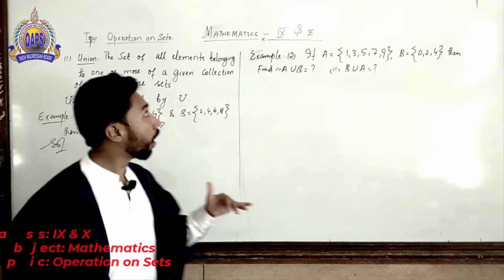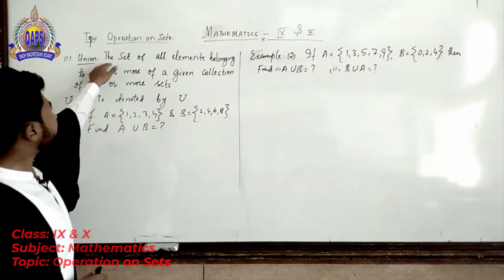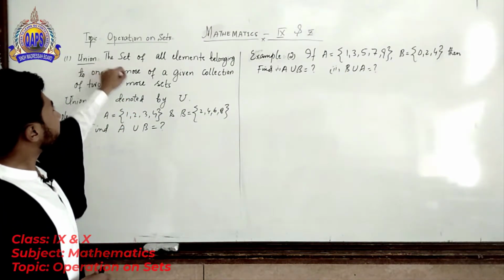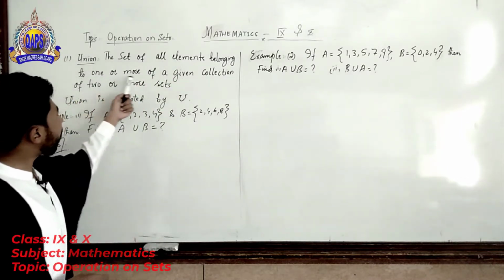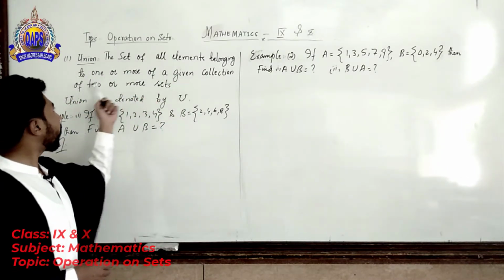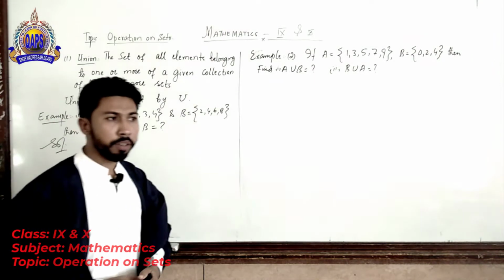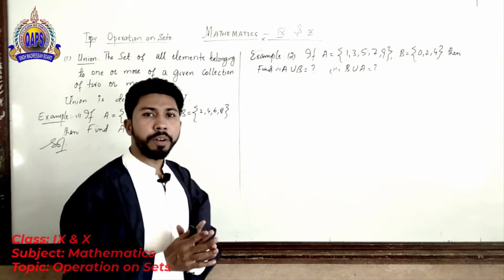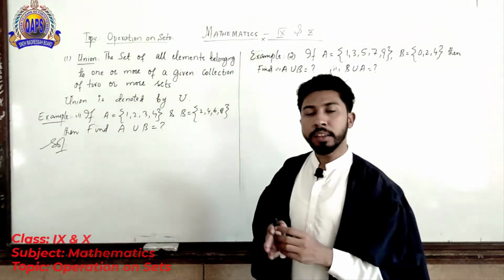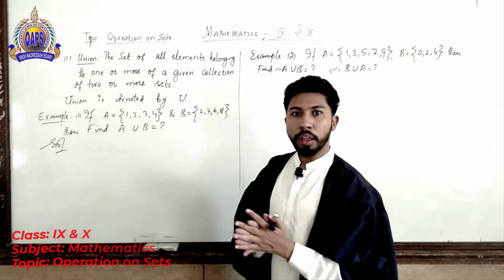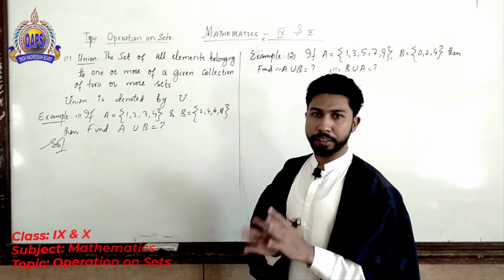So we are discussing the union. This is the definition of union: the set of all elements belonging to one or more of a given collection of two or more sets is known as a union. Basically, union is a combination of two or more sets, either having similar elements or not.